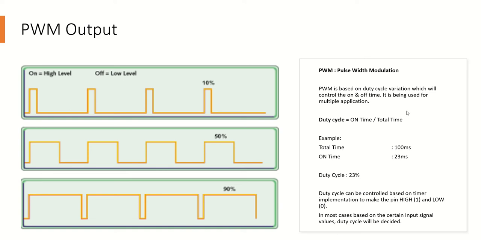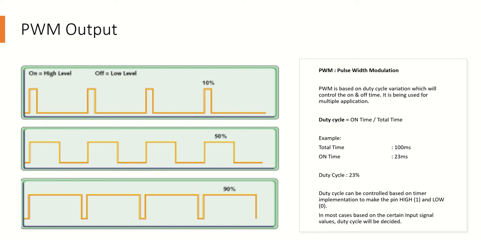Let's consider an example where you have an on time of 23 milliseconds and a total time of 100 milliseconds. Your duty cycle will be 23%. So where will it be used? Let me give one example. If you want to have a blinking LED, you can do 50% on and 50% off. There also you can use this PWM output.